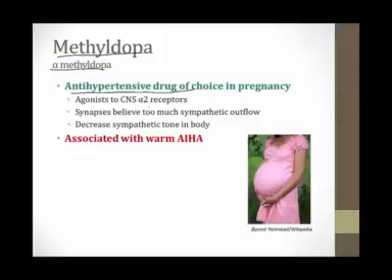It's an agonist to central nervous system alpha-2 receptors, so the synapses will believe there is too much sympathetic outflow because methyl-dopa is stimulating the alpha-2 receptors. This will cause the central nervous system to decrease the sympathetic tone in the body, and that will result in a lowering of the blood pressure. And this drug is associated with warm autoimmune hemolytic anemia.